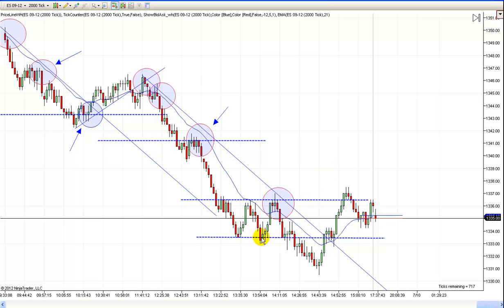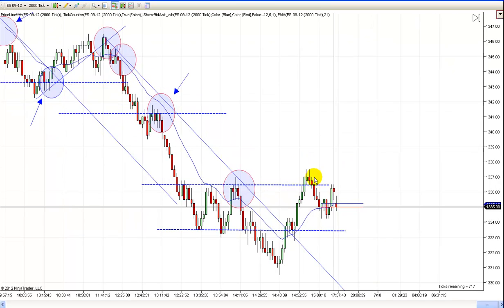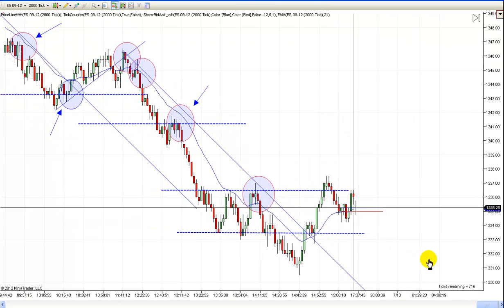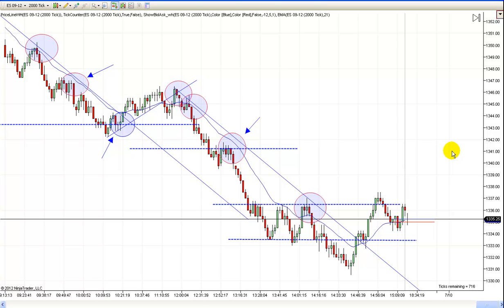If this would have broke lower here and then made a higher low, that would have been a different story. And notice, see how that's a higher low. So hopefully that makes sense to you too. I want to try to explain those things. But that was pretty much it for the day.